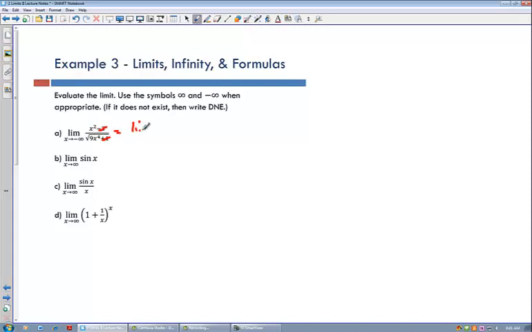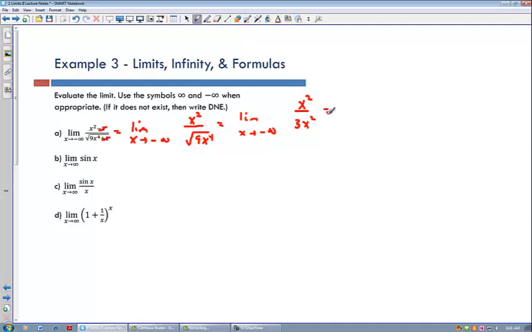And so this is going to be equal to the limit as x goes to negative infinity of x squared divided by the square root of 9x to the fourth, which is equal to the limit as x goes to negative infinity of x squared on top, and then I can take the square root of 9x to the fourth. That's going to be 3x squared.